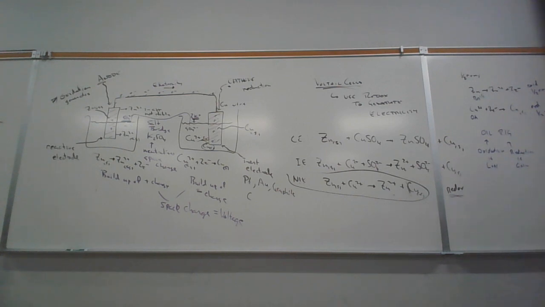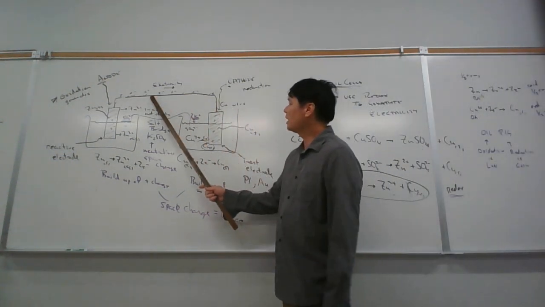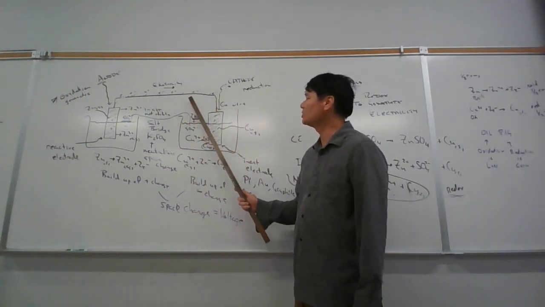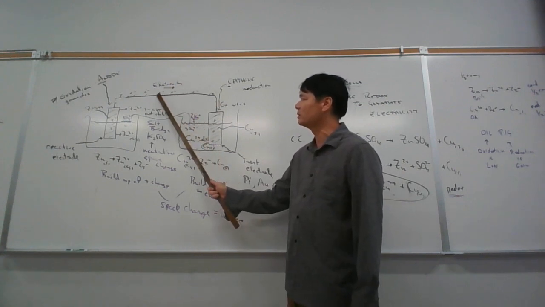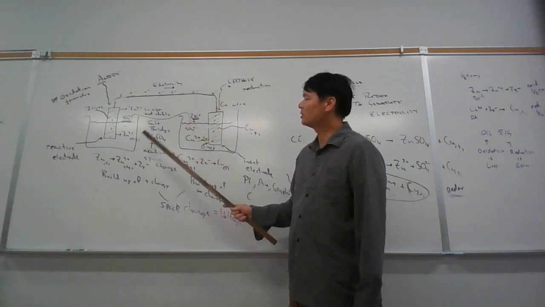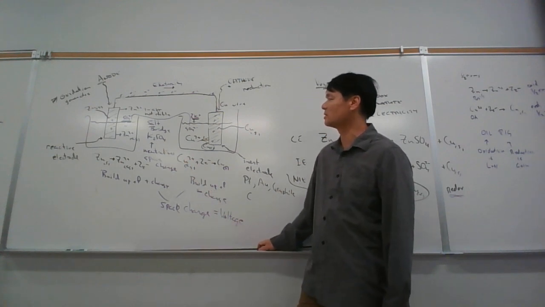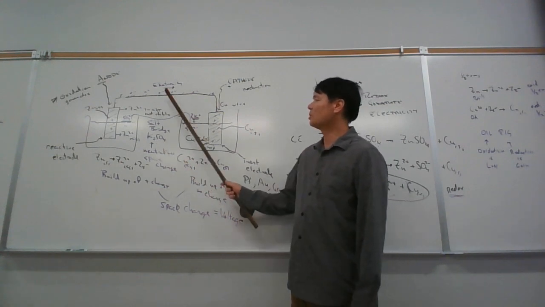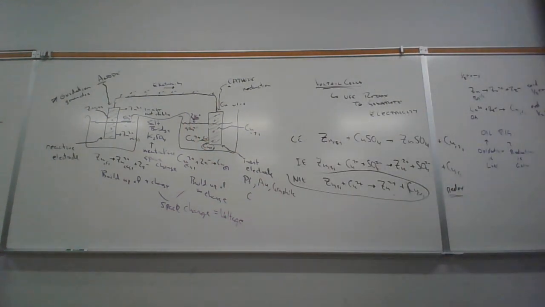This cell is called a secondary cell because we could recharge it. How do we recharge this battery? We put a power source here and force the electrons to go backwards. If we force the electrons to go backwards, then we're forcing the reaction to occur using electricity, which is called an electrolytic cell. So we can recharge this battery. It's a secondary battery. Secondary batteries are rechargeable.